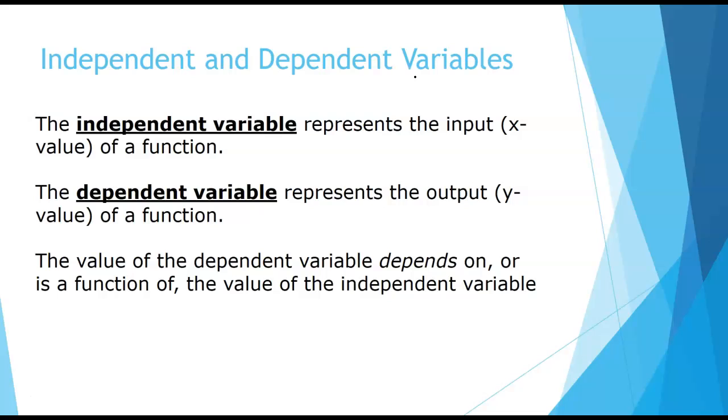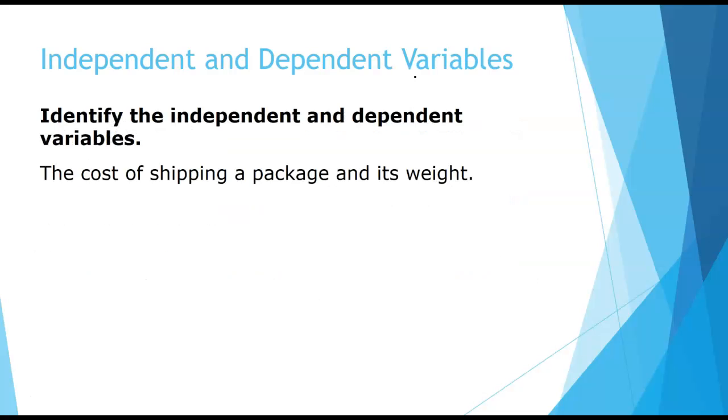The independent variable represents the input, the x value of a function. The dependent variable represents the output, the y value of a function. The value of the dependent variable depends on, or is a function of, the value of the independent variable. So let's look at an example.